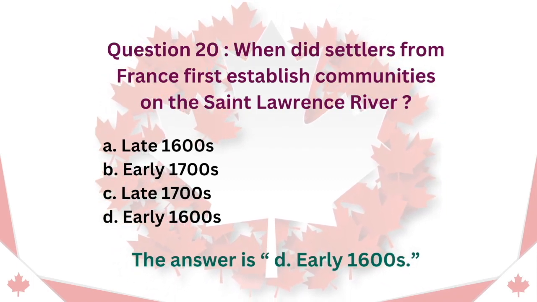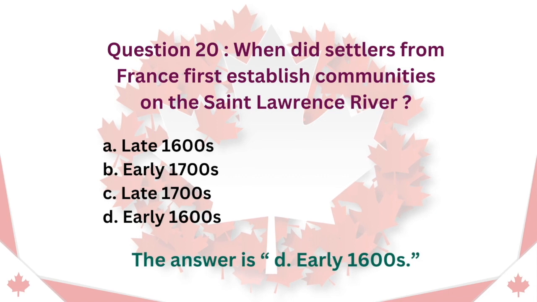Question 20. When did settlers from France first establish communities on the St. Lawrence River? A. Late 1600s. B. Early 1700s. C. Late 1700s. D. Early 1600s. The answer is D. Early 1600s.